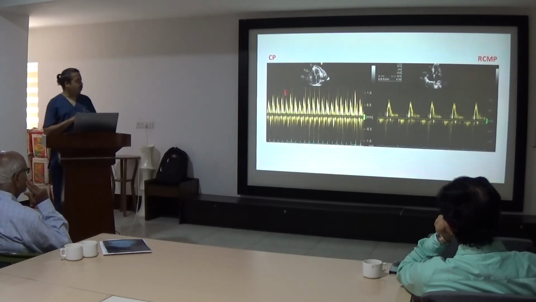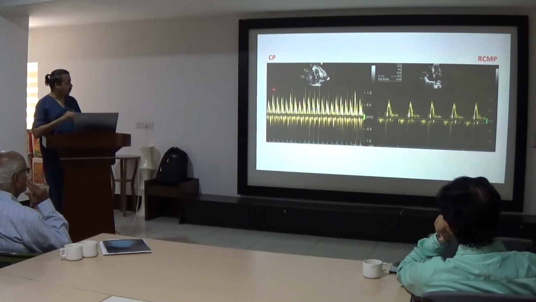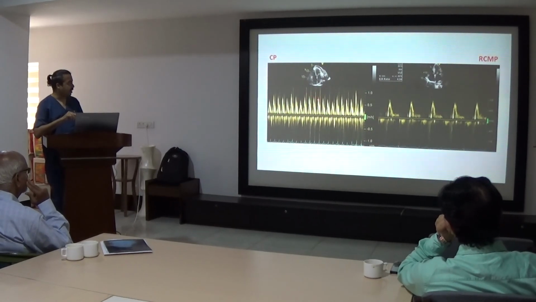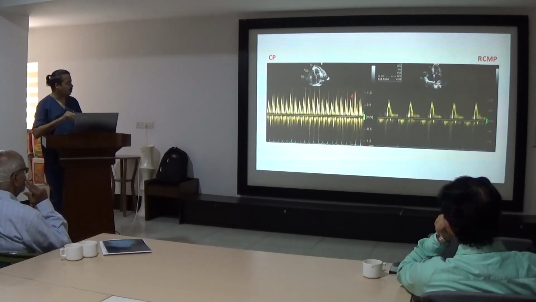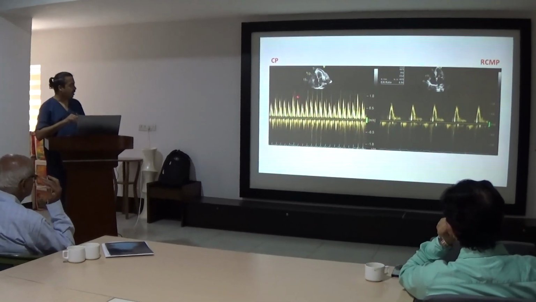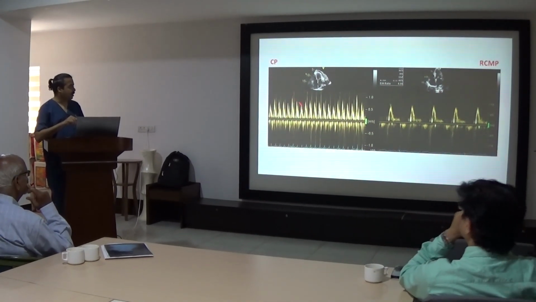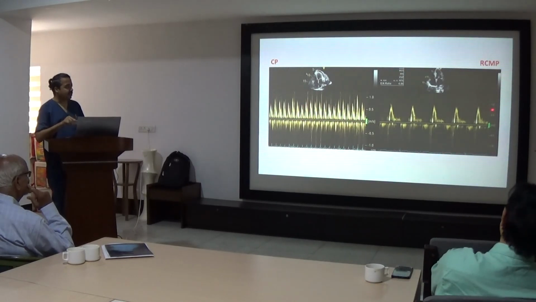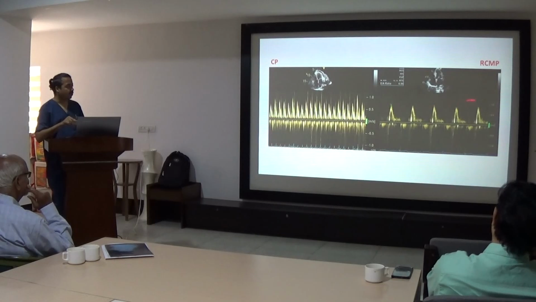If we look at this, there is marked variation. If you look here, the E wave is so tall, then gradually it will decrease. Again it will become tall, again it will decrease, again it will become tall. So this is the respiratory variation. This is applied on the mitral side. If this variation is more than 25%, then this is diagnostic of constrictive pericarditis. Versus restrictive cardiomyopathy, all E waves or all complexes remain more or less similar in size.